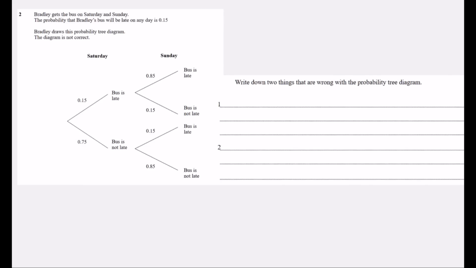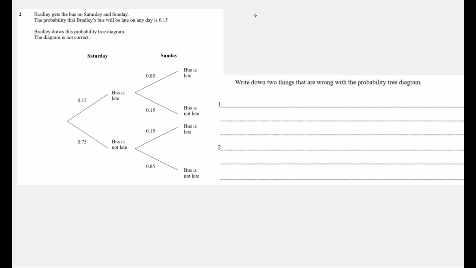Question 2. Bradley gets the bus on Saturday and Sunday. The probability that Bradley's bus will be late on any day is 0.15. Bradley draws this probability tree diagram. The diagram is not correct. Write down 2 things wrong with the probability tree diagram.